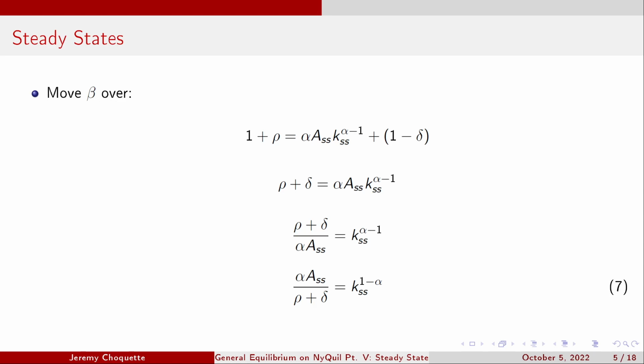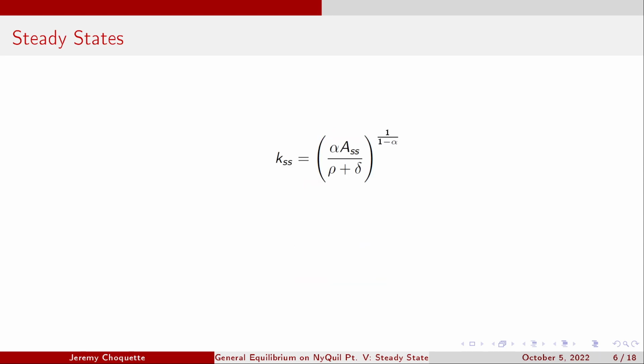Now I'm going to flip the numerator and the denominator on the left-hand side, and that means I'm going to be multiplying the exponent by negative 1. So instead of alpha minus 1, I get 1 minus alpha. Neat little trick there. So I get alpha times A over rho plus delta equals steady state consumption to the power of 1 minus alpha.